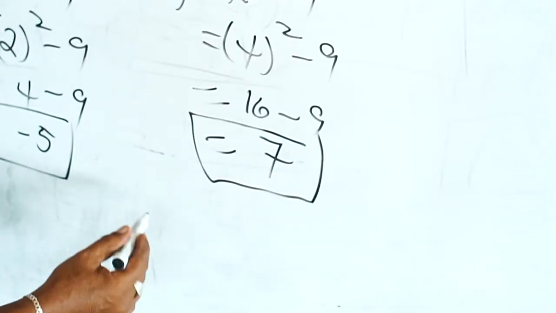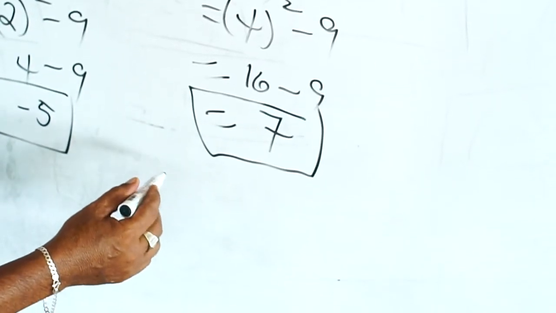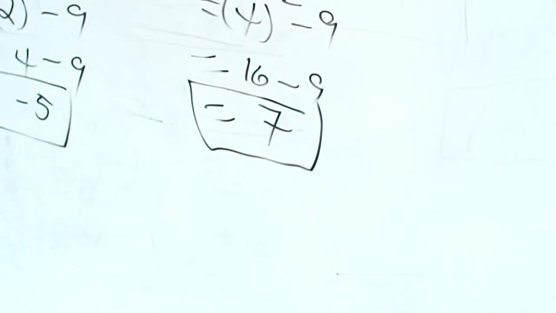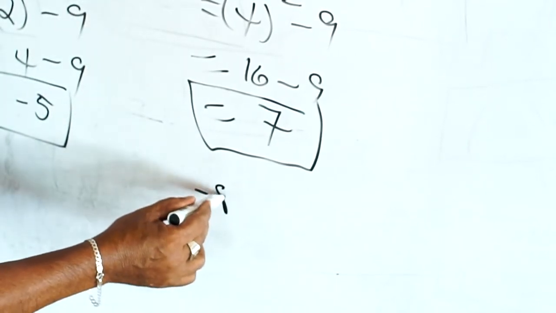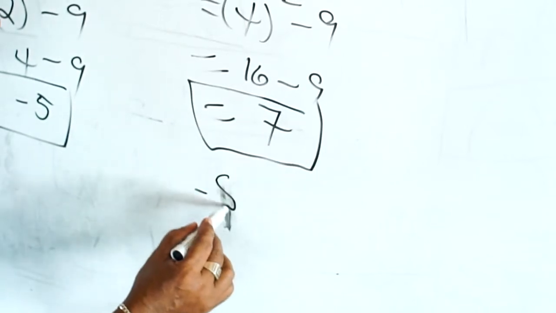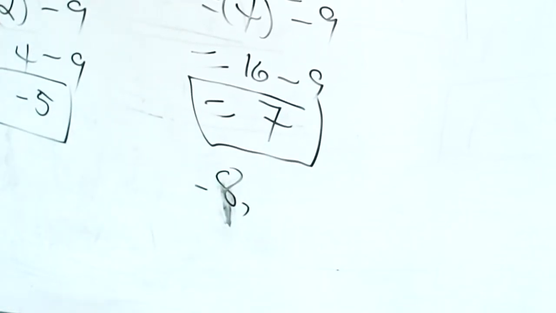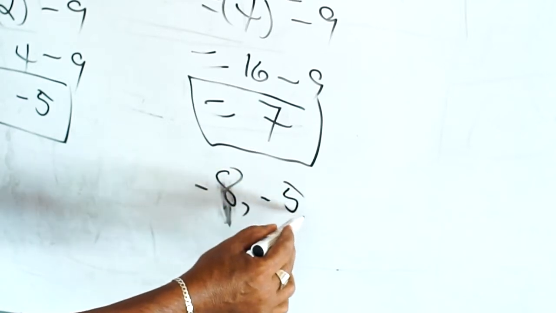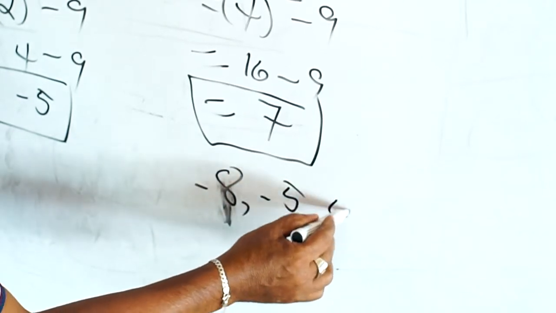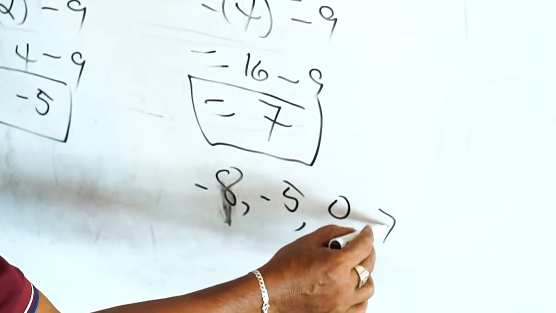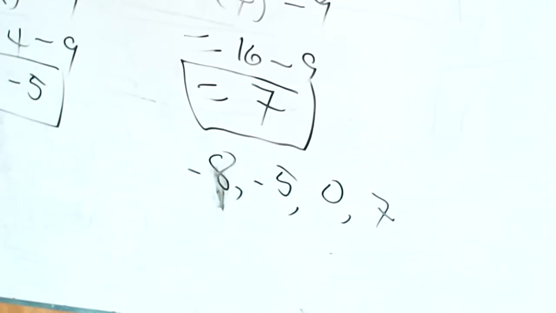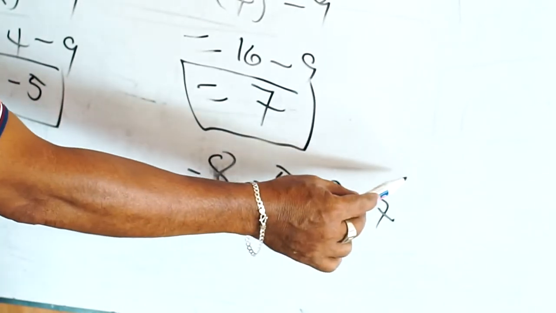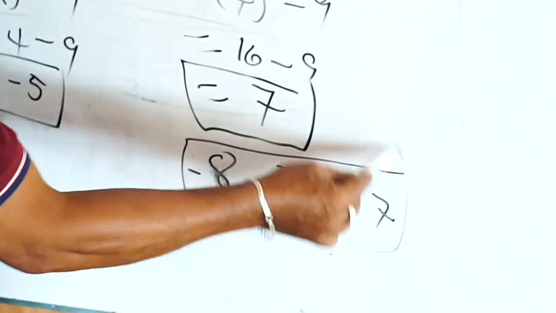So therefore, we have the first four terms of the sequence y is equal to x squared minus 9. So that is negative 8, negative 5, then we have 0, then we have positive 7. So this is now the four terms of the sequence y is equal to x squared minus 9.